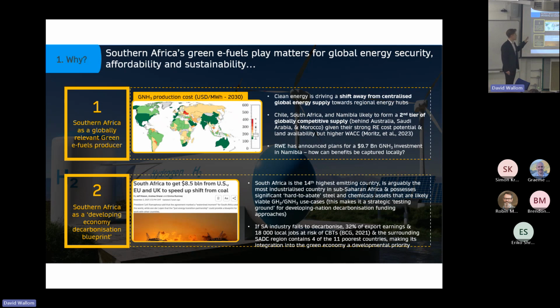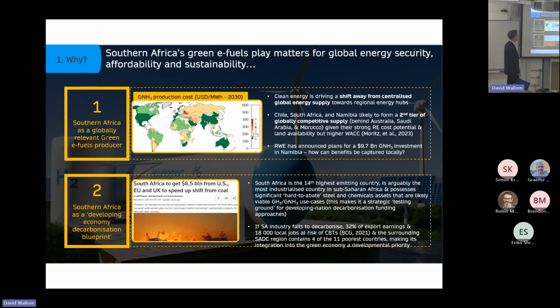This seems like a bit of a niche topic, so I wanted to start by asking why this is relevant to the rest of the world, when it comes to the green hydrogen and green ammonia play in Southern Africa. I think it's relevant for two reasons. First, in terms of providing a geopolitically reliable, low-cost source of green ammonia and hydrogen into the global market, I think Southern Africa is going to play a role there.